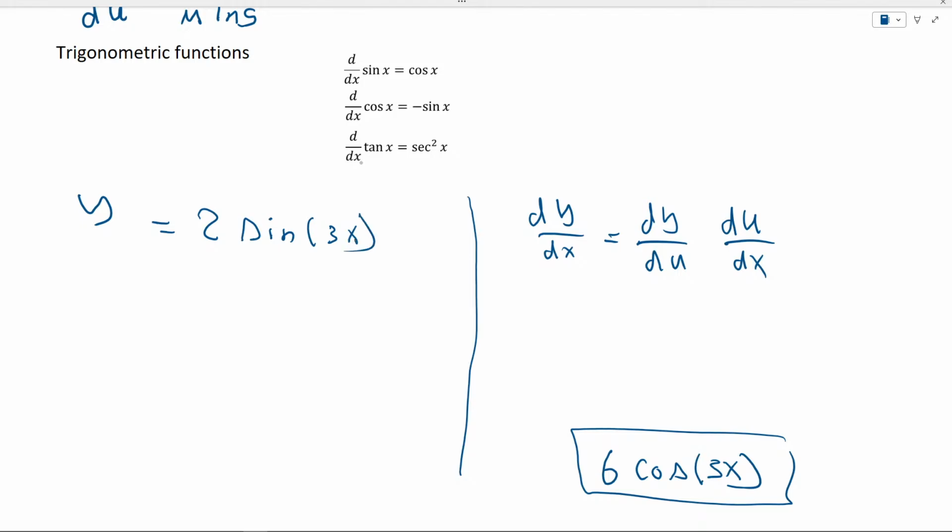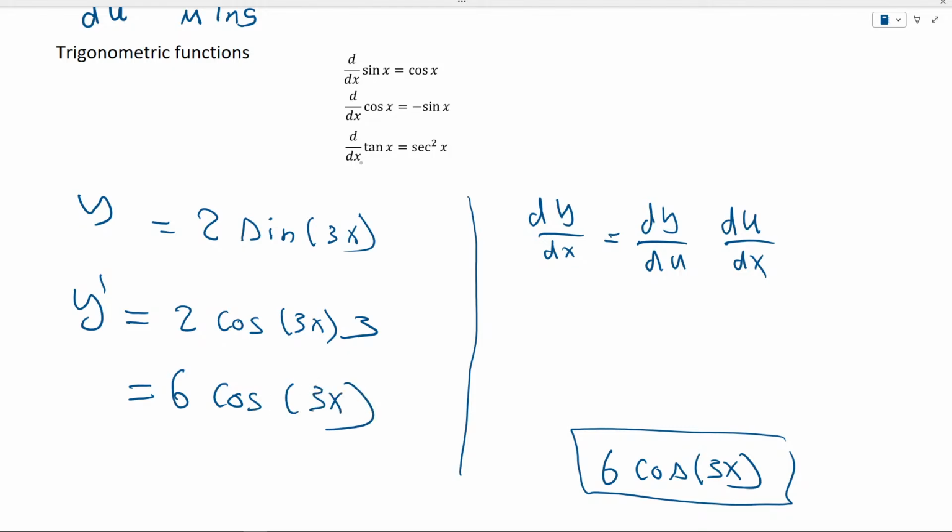If you have some experience and you did a lot of practice, you will just say y prime is equal to 2 cosine 3x, and then you take the derivative of the inside, that's 3. So you get 6 cosine 3x. You'll get the same thing here. You just treat this as an x, then take the derivative of the inside and multiply it by it.